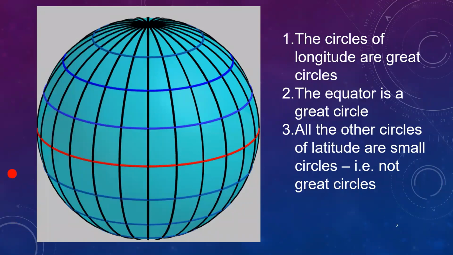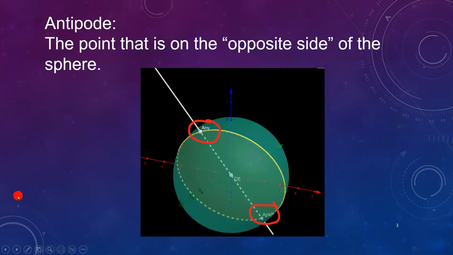First, some definitions. A great circle is a circle on the surface of a sphere, and the center of that circle is the same as the center of the sphere. A simple definition of antipode is: for any point on the surface of the sphere, the antipode for that point is the point that is on the opposite side of the sphere.